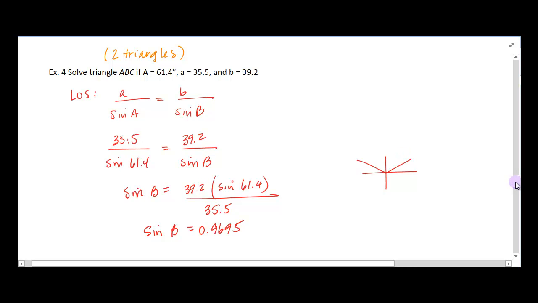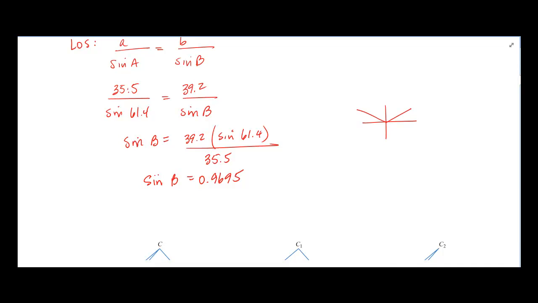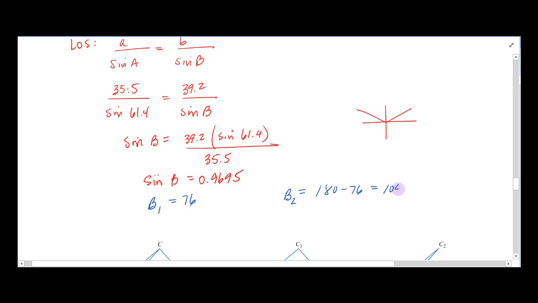So let's go ahead and take the inverse sine, and when we do that, the first angle, we'll call it B1, is going to be 76, and that would be the angle that's falling in the first quadrant. Now we'll say that B2 is going to be this angle that I would get if I fell in the second quadrant, which is 180 minus 76, or in other words, 104.